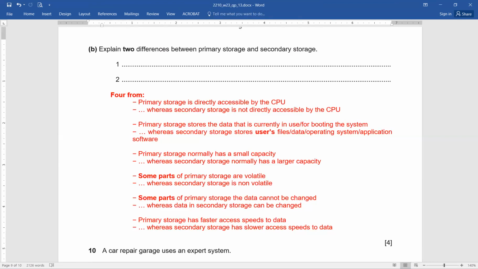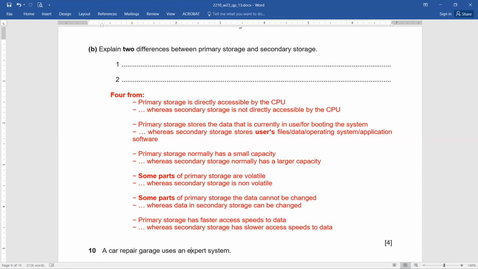Primary storage stores the data that is currently in use, for booting the system, whereas secondary storage stores the data: user files, user data, operating system, application software, all these things are stored on secondary storage. Primary storage normally has a small capacity, whereas secondary storage normally has a larger capacity.